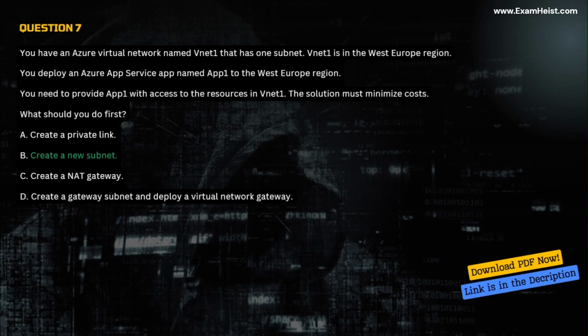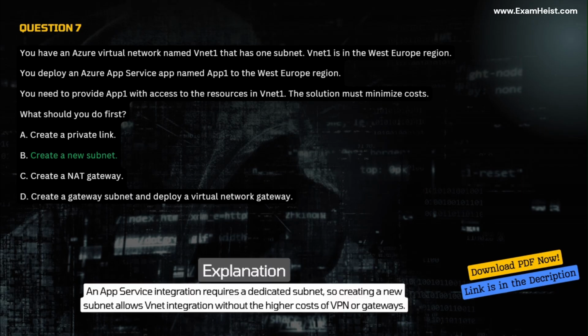Correct answer B. Create a new subnet. Explanation. An app service integration requires a dedicated subnet, so creating a new subnet allows VNet integration without the higher costs of VPN or gateways.